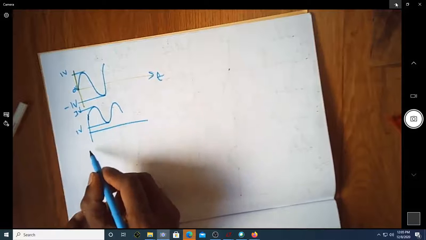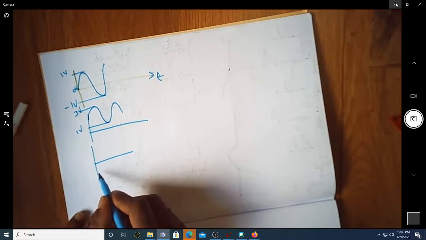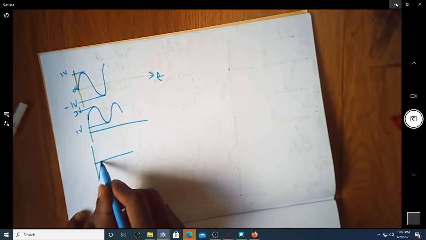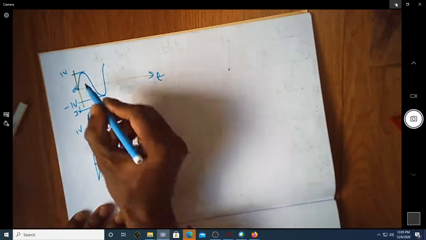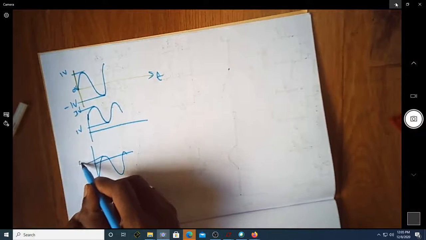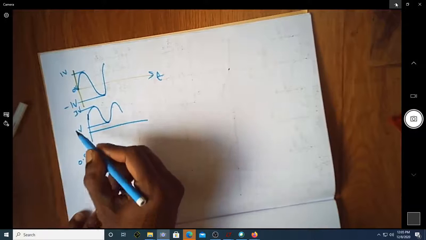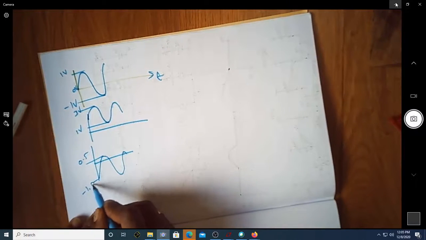It is not only shifting up, I may need to have something like this. A waveform should be coming down. So assume that earlier it was 1 volt. Suppose you want to make it at 0.5, then this will be at minus 1.5.